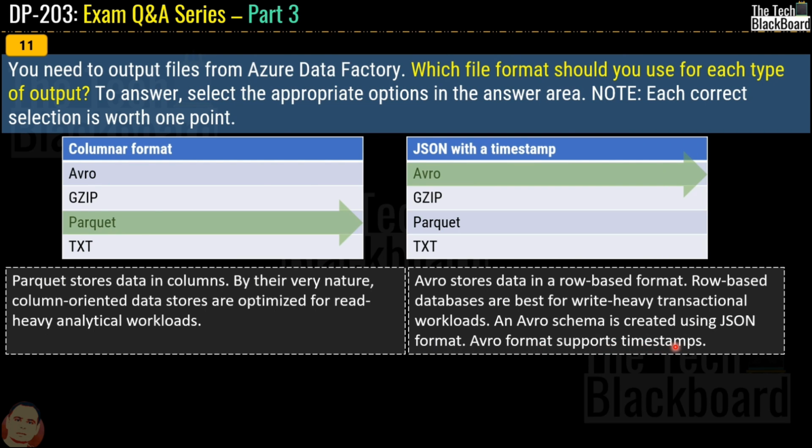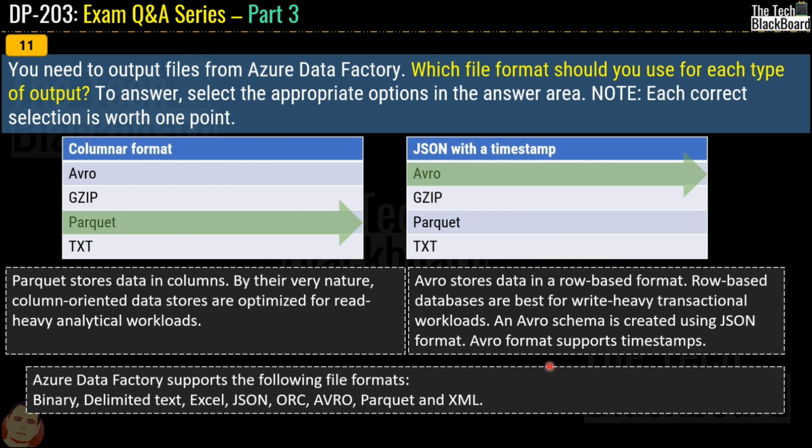Now let me also tell you what are all the different file formats that Azure Data Factory supports. So here come the details on it. Azure Data Factory supports the following file formats. The first one is binary, then we have delimited text, Excel, JSON, ORC, Avro, Parquet, which we just read, and then we also have XML.